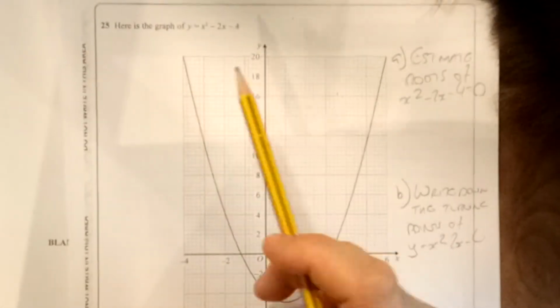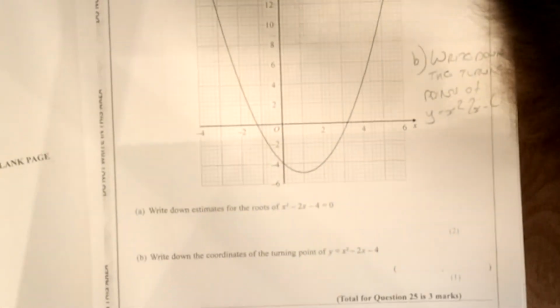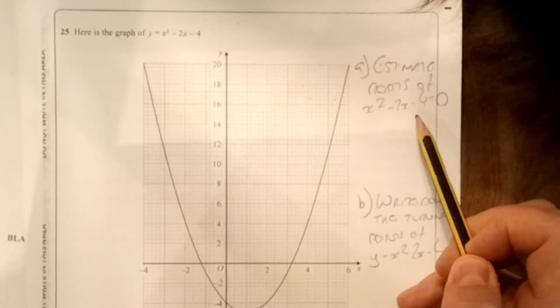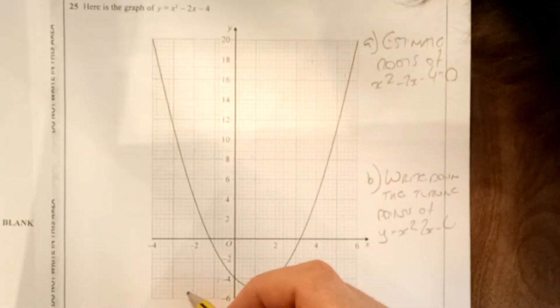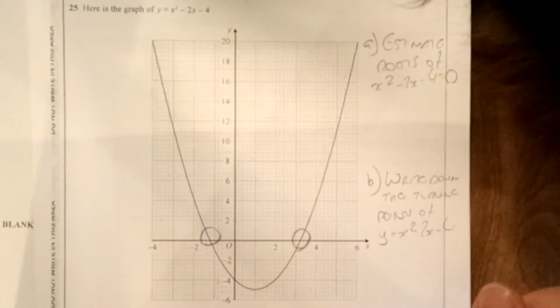Here's a graph of y equals x squared minus 2x minus 4. Okay, two questions are here. I've written it down there just so it fits into my page. Estimate the roots of y equals x squared minus 2x minus 4 equals 0. Now y equals 0 is actually this line here. So my two roots are this value here and that value there.